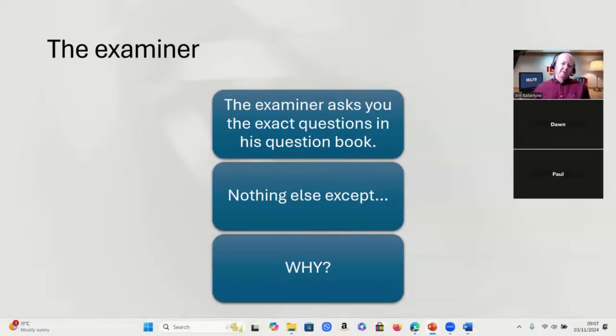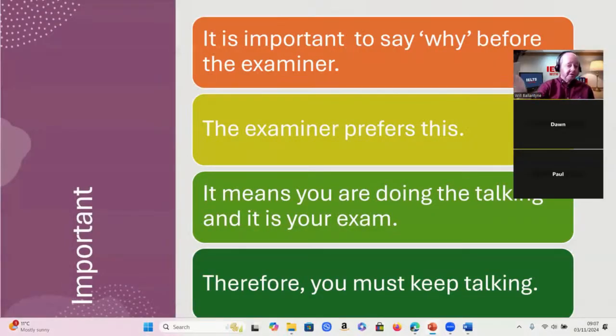But in part one, as we said, the examiner is going to ask you the exact questions in the booklet. And so I'm going to show you exact questions today, just so you can see some of them. And the only other thing he can ask is why. And he can ask this because a lot of students give very short answers. And this is not what he wants. He wants you to at least say why, if not, use the C structure that we talked about by giving an example as well.